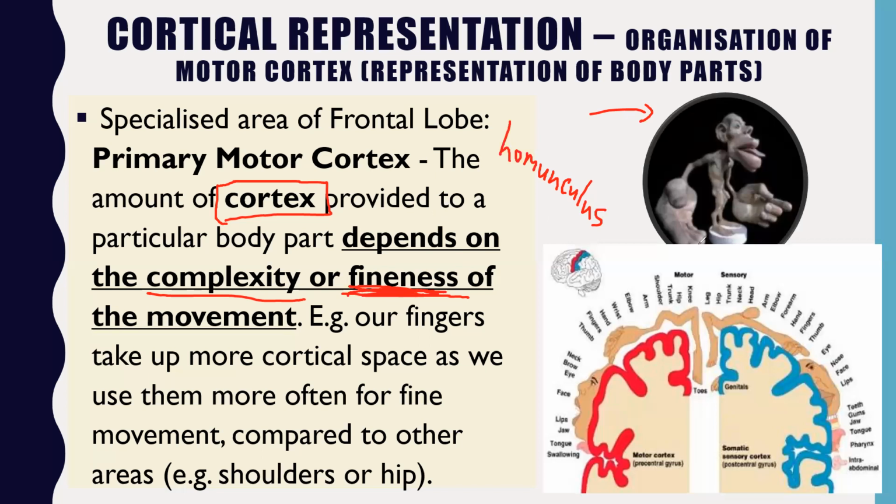You can see in the homunculus, the knees are very small, but the fingers and the hands are very big, which indicates that there's more space, or a greater representation, for those body parts, and a smaller representation for body parts like the shoulders or the knees, okay? And that's because we use our fingers a lot more every day for fine and complex movement compared to our knees and shoulders. Cool, hopefully that makes sense.